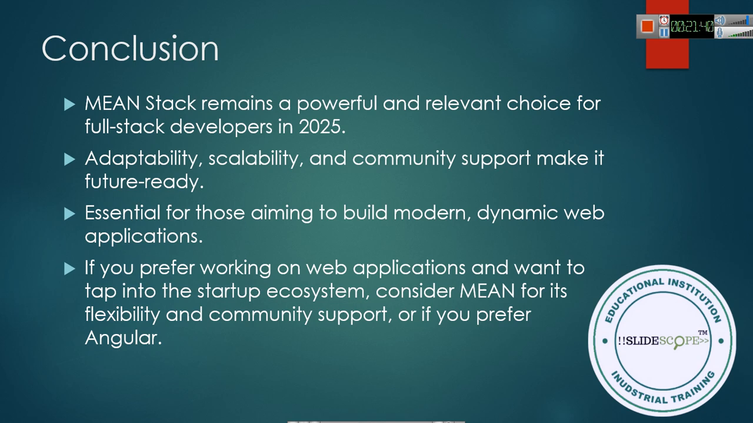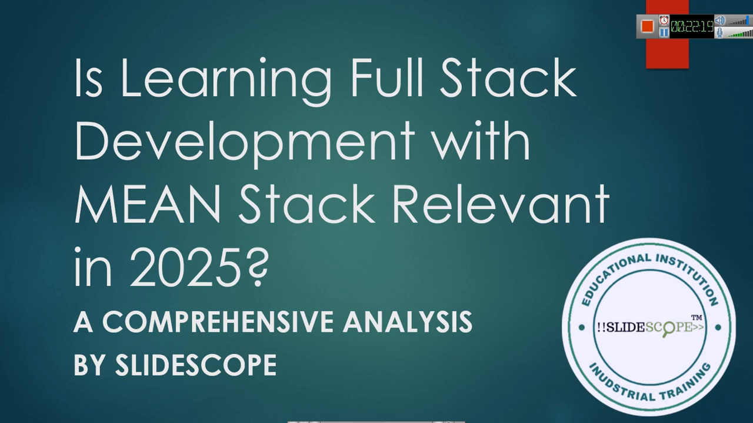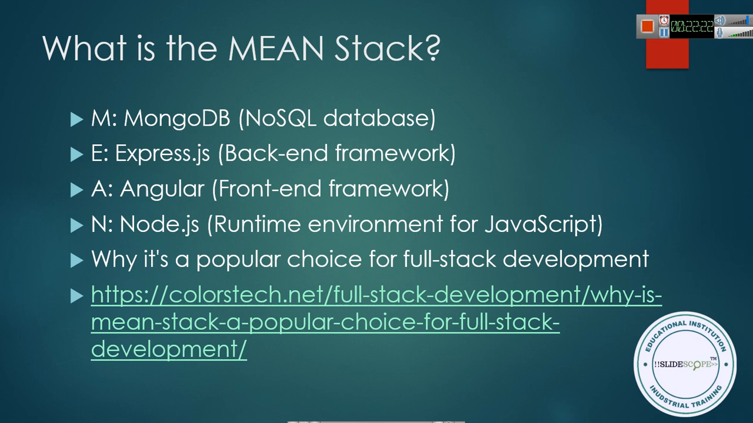Adaptability, scalability, and community support make it future ready. And it is essential for those aiming to build modern dynamic web applications. If you prefer working on web applications and want to tap into the startup ecosystem, you can consider MEAN for its flexibility and community support. Or if you prefer Angular, for some people, Angular is very easy to learn and fun to learn. So with this conclusion, I hope you understood that MEAN is still relevant, and what is the relevance of MEAN stack development in 2025.